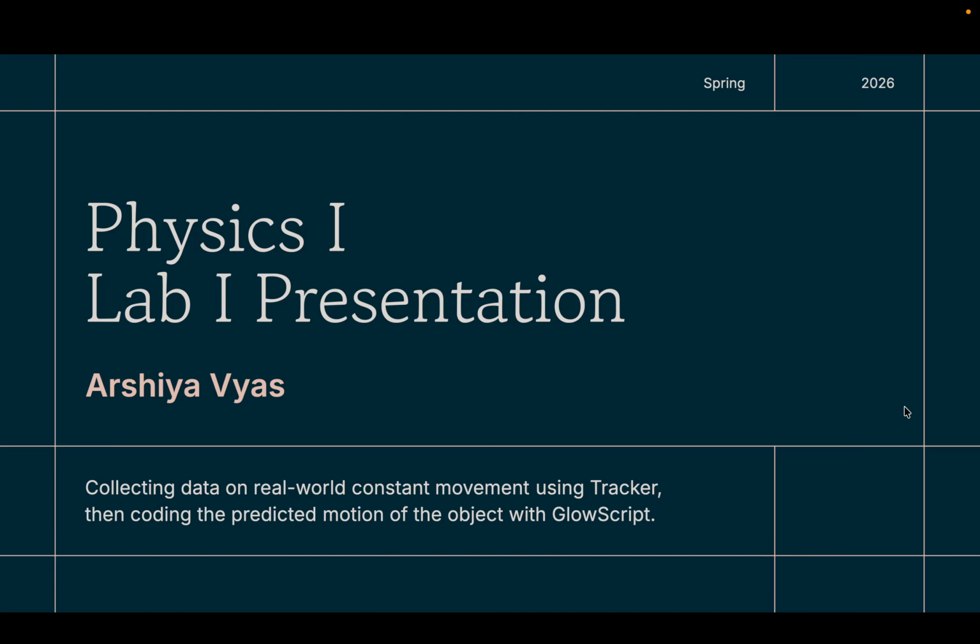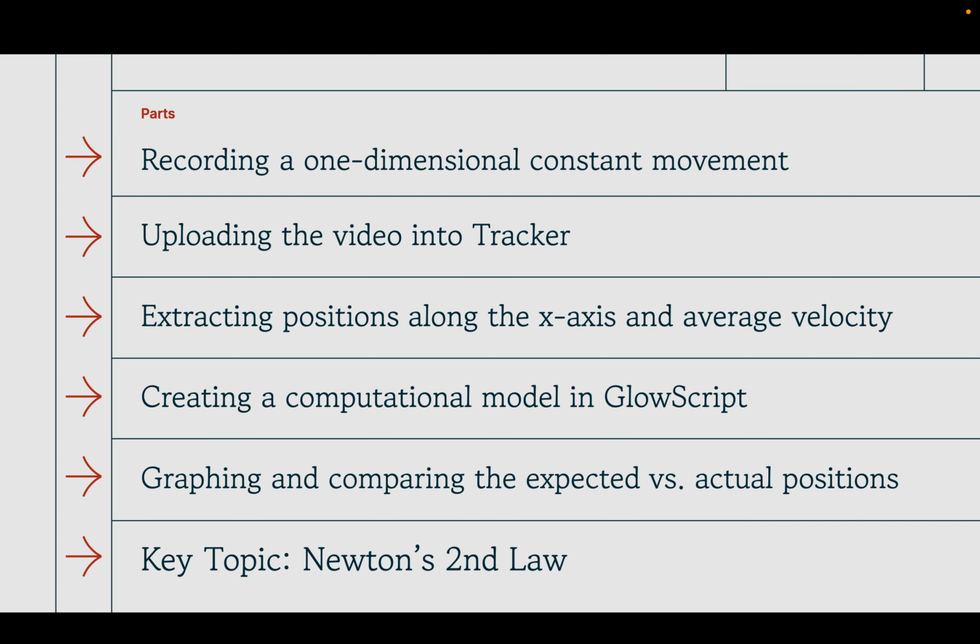This lab was collecting data on real-world constant movement using Tracker, and then coding the predicted movement of the object with GlowScript. So the parts of this lab were first recording a one-dimensional constant movement. In my case, it was the movement of a metal car along a track. Then I uploaded the video into Tracker and used Tracker to extract the positions of the car along the x-axis over intervals of time. And I had it also calculate the average velocity of the x component.